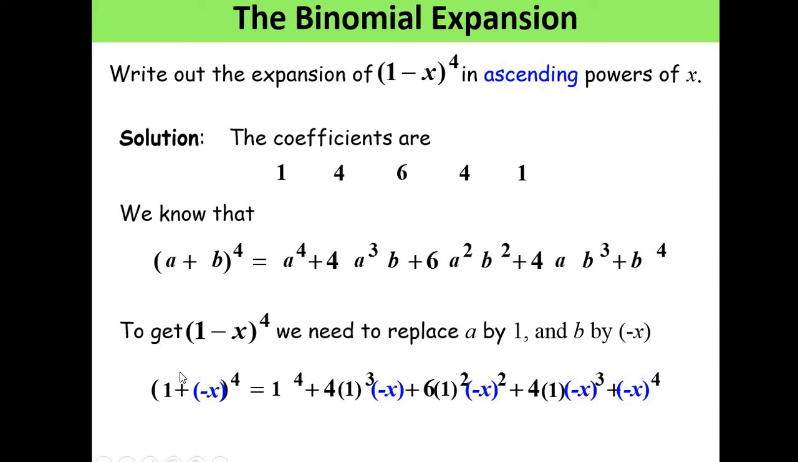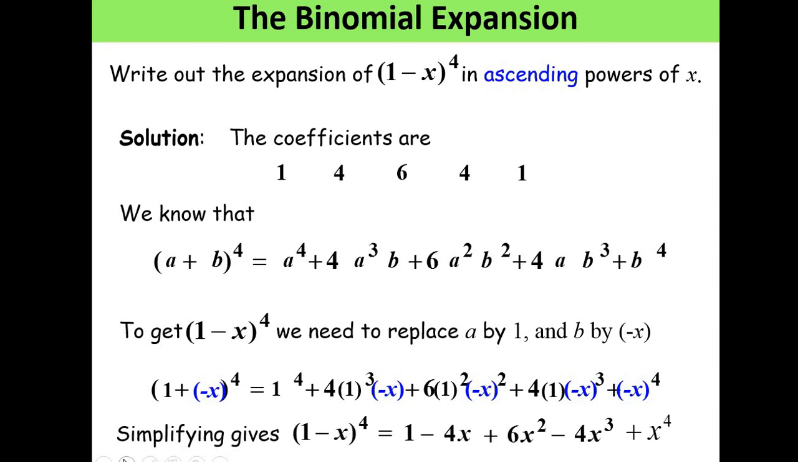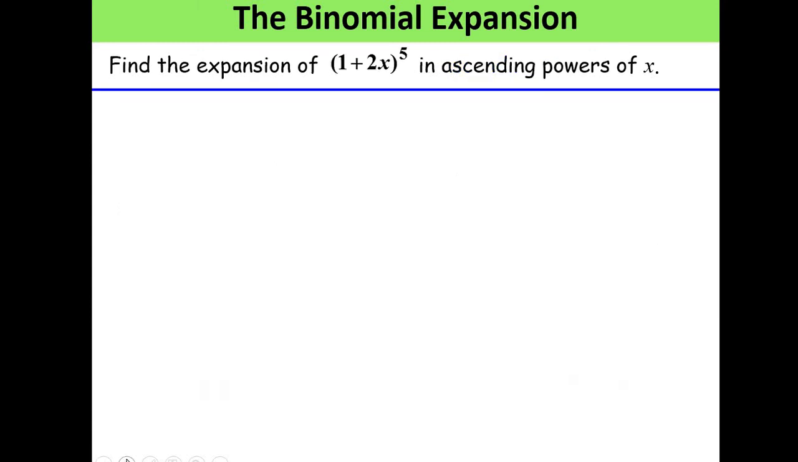Well, luckily when it's 1, we don't really have to do 1 to the 4, 1 cubed, 1 squared, etc. because we know they're just 1. So all you're worrying about is doing 4 times minus x, 6 times minus x all squared, 4 times minus x all cubed, minus x to the 4. And it simplifies to that. And you will always get this alternating sign if you have a negative sign here, like we have at the start there. Okay, let's have a look at one more.